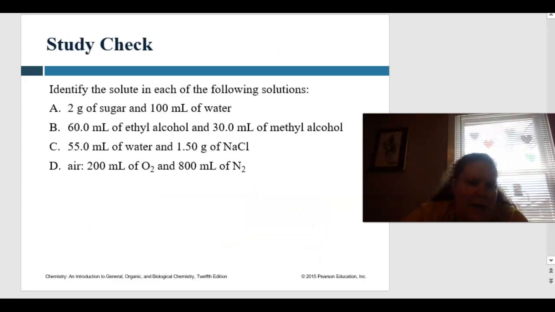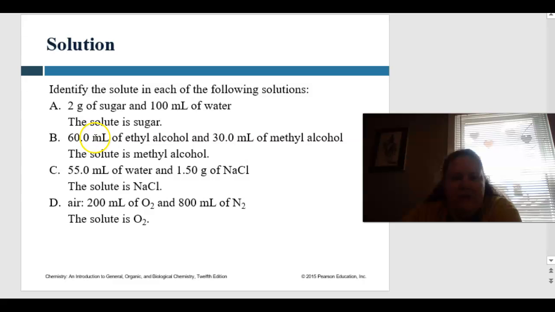All right, so let's apply. Let's identify the solute in each of the following solutions. A: 2 grams of sugar and 100 milliliters of water. B: 60 milliliters of ethyl alcohol and 30 milliliters of methyl alcohol. C: 55 milliliters water and 1.5 grams of sodium chloride. And D: 200 milliliters of oxygen and 800 milliliters of nitrogen. Pause me and come back.